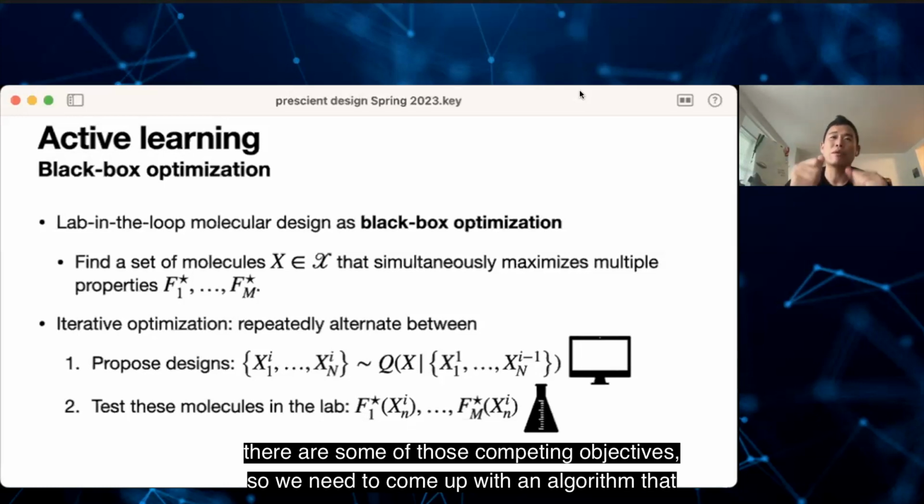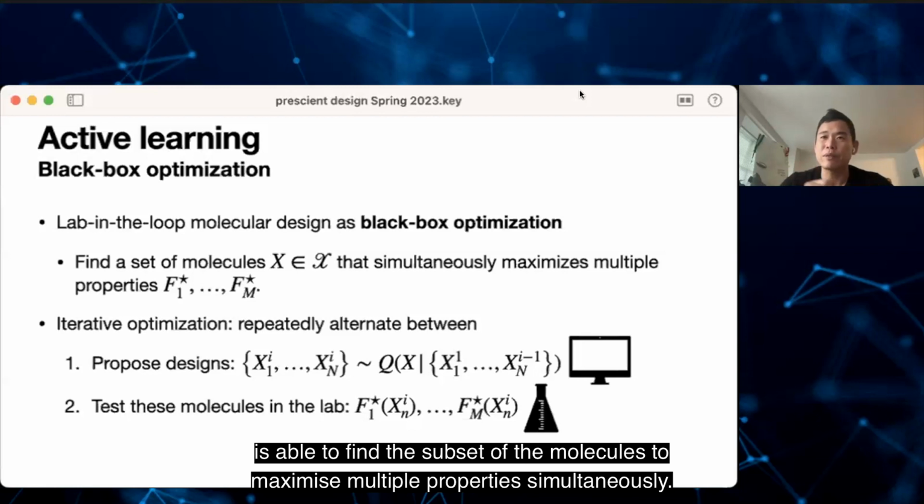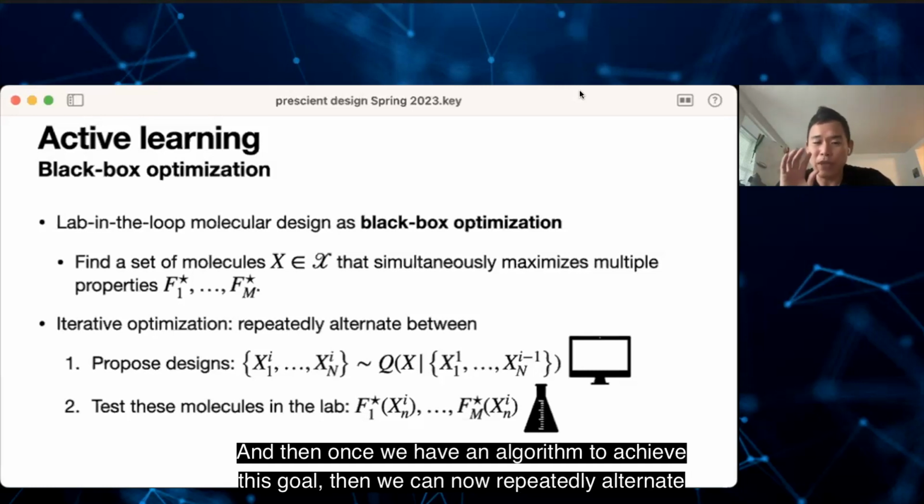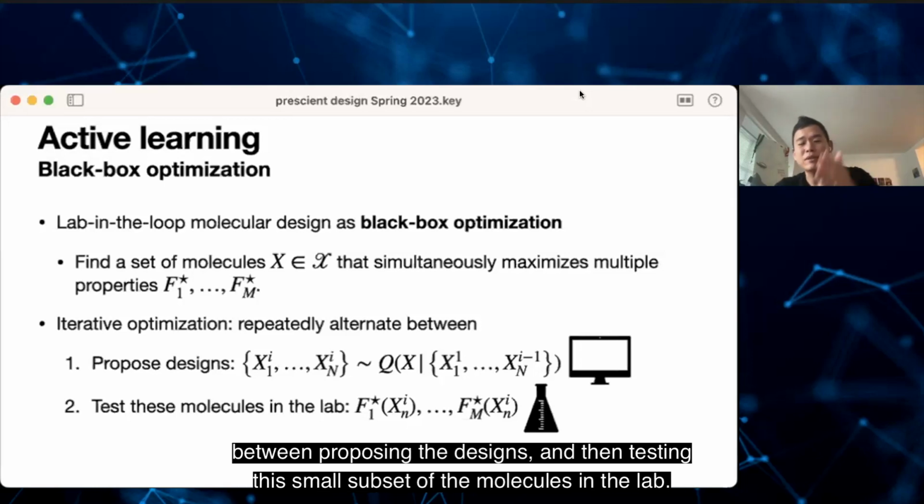So we need to come up with an algorithm that is able to find the subset of the molecules to maximize multiple properties simultaneously. And then once we have an algorithm to achieve this goal, we can repeatedly alternate between proposing the designs and then testing this small subset of the molecules in the lab.